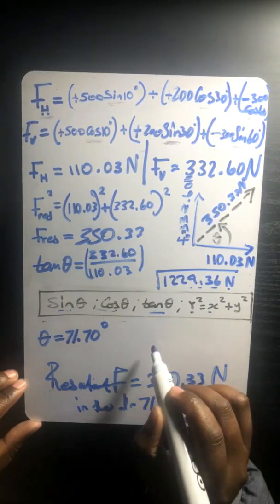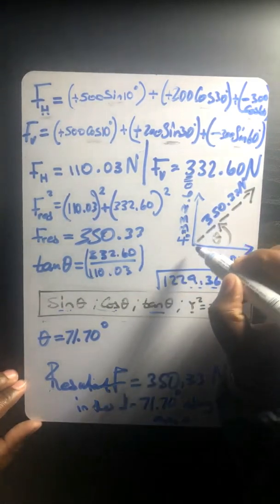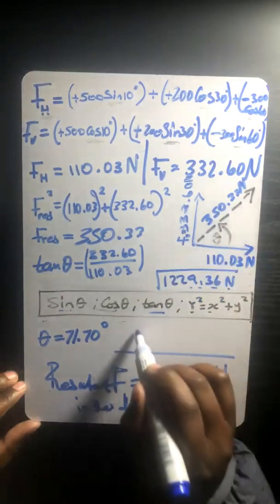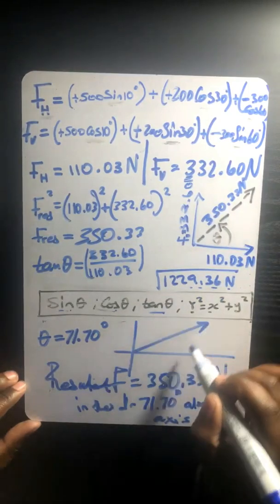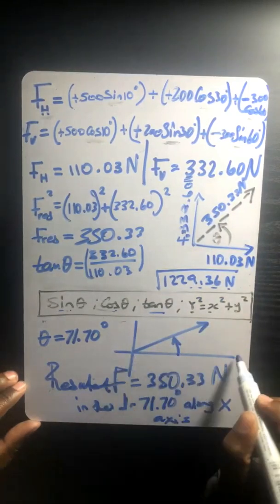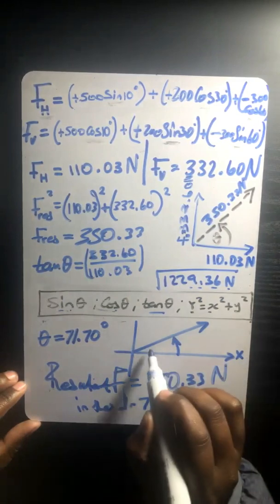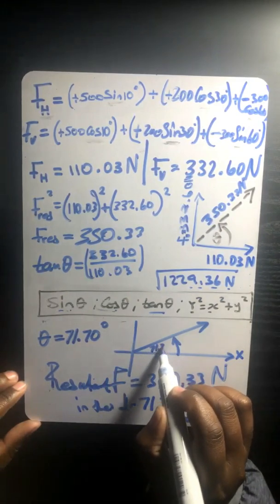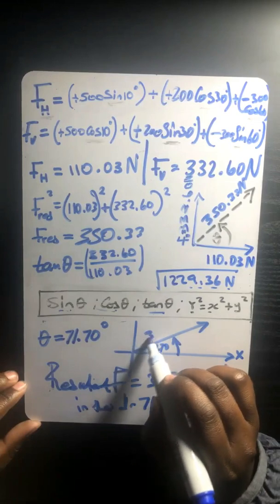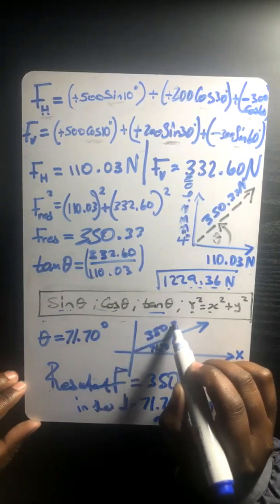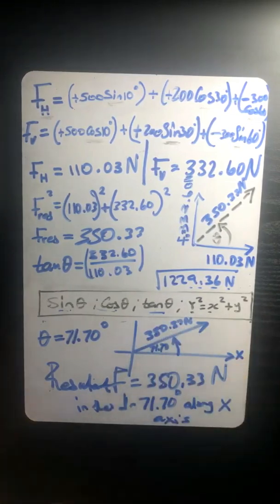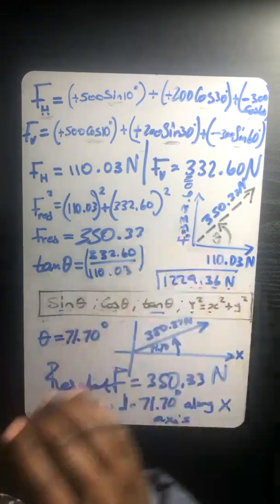So in short, you're saying the resultant force, measured from the x-axis, is 71,70 degrees, and the force is 350,33 Newton. So this is the end of it, guys.